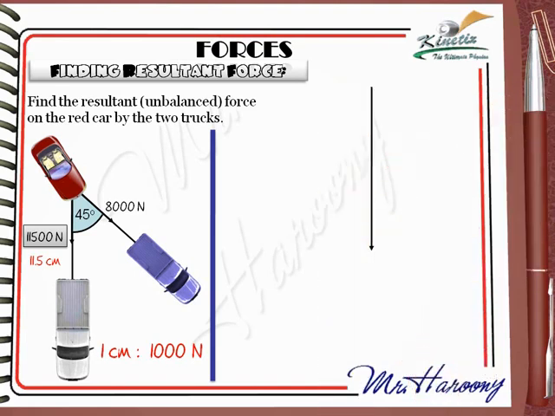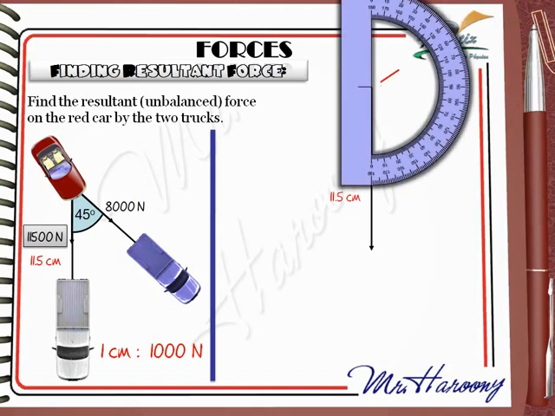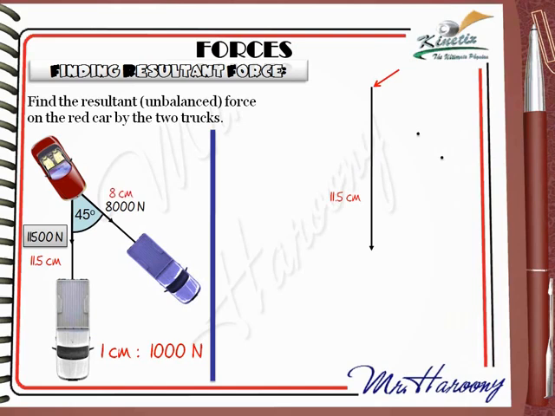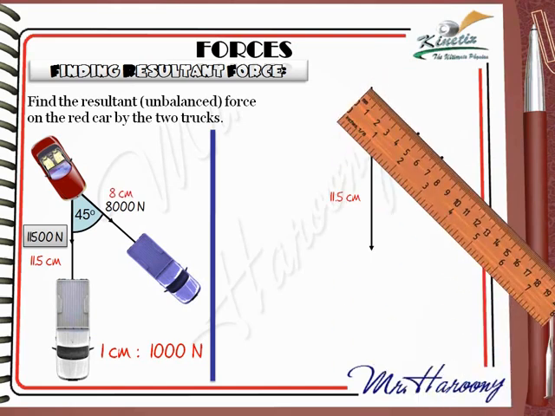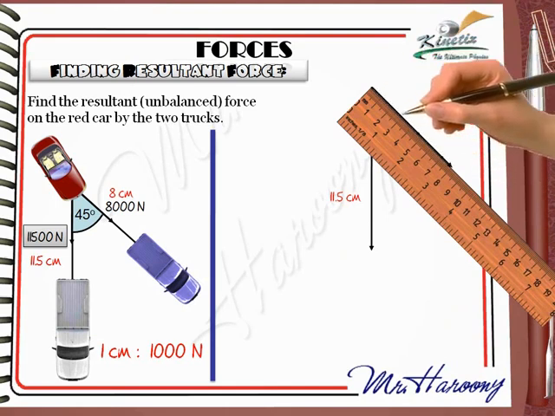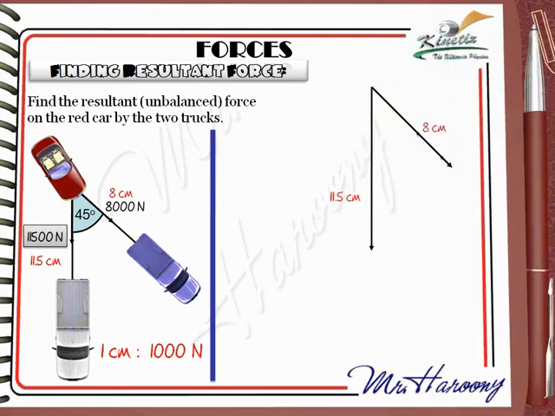After that, get your protractor and put its center point exactly on the start point of the arrow you just drew. Mark the angle of 45 degrees on the protractor. Get the ruler again and draw an 8 centimeter arrow. This represents the second force, which is 8,000 newtons.